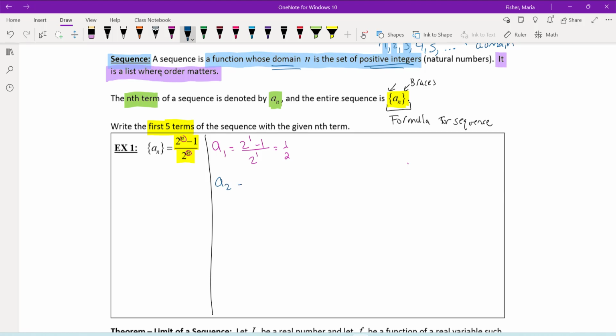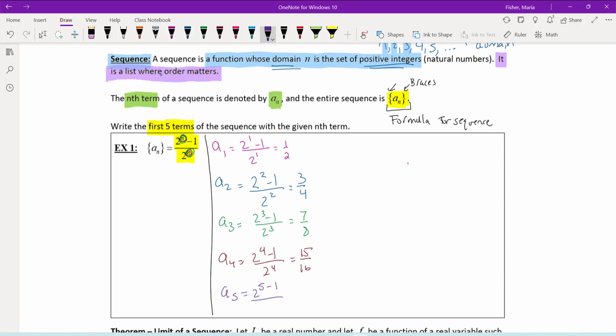A sub 2. Now what we're doing is plugging in a 2 for our n's. That's going to be 2 to the second minus 1 all over 2 to the second, and that reduces to 3 over 4. A sub 3, now my input is 3, 2 cubed minus 1 all over 2 cubed, and that is 7 over 8. A sub 4, 2 to the 4th minus 1 all over 2 to the 4th is 15 over 16. And then the final one that we're looking for, a sub 5, is going to be 2 to the 5th minus 1 all over 2 to the 5th, which is 31 over 32.